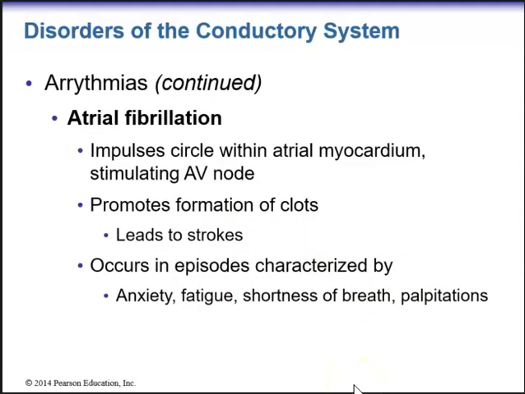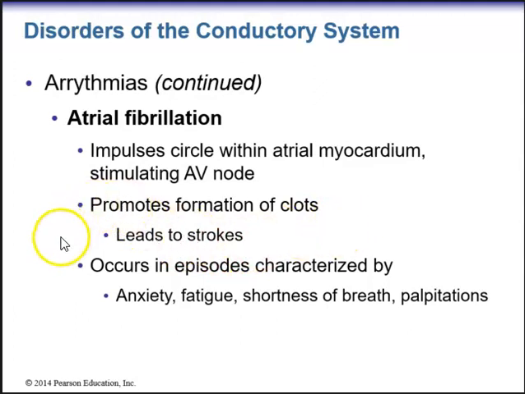Atrial fibrillation, this is when impulses will circle within the atrial myocardium, stimulating the AV node. Atrial fibrillation actually promotes the formation of clots, and that is bad because these clots will then flow or travel to blood vessels, and these blood vessels will become occluded by these clots and lead to strokes. And it can occur within the brain. We have a cerebrovascular accident or a stroke, or it can occur anywhere in the body.